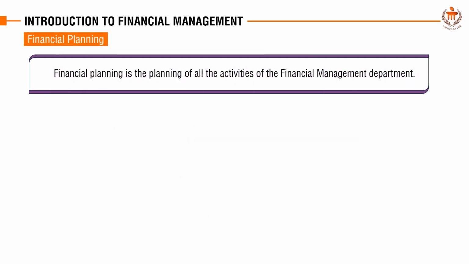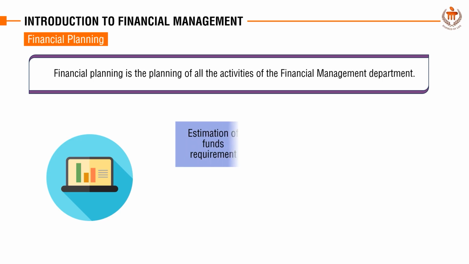Financial planning means planning all the activities conducted by the financial management department, just like any other functional area in management. Financial management starts with planning. What are the plans made by the finance department? Estimation of fund requirements. How much money is required? What is the amount of money that a business organization needs in the future?